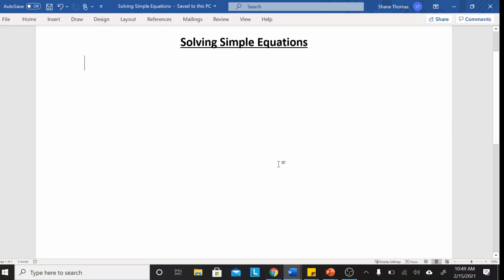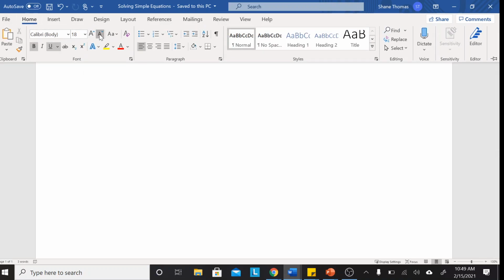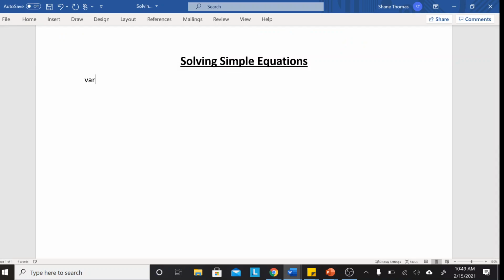So, solving simple equations. First thing, when you have an equation, we have a couple different things we have to talk about first. Can someone tell me what this word here means? It's a variable. There you go. It's a letter or symbol in place of a number.